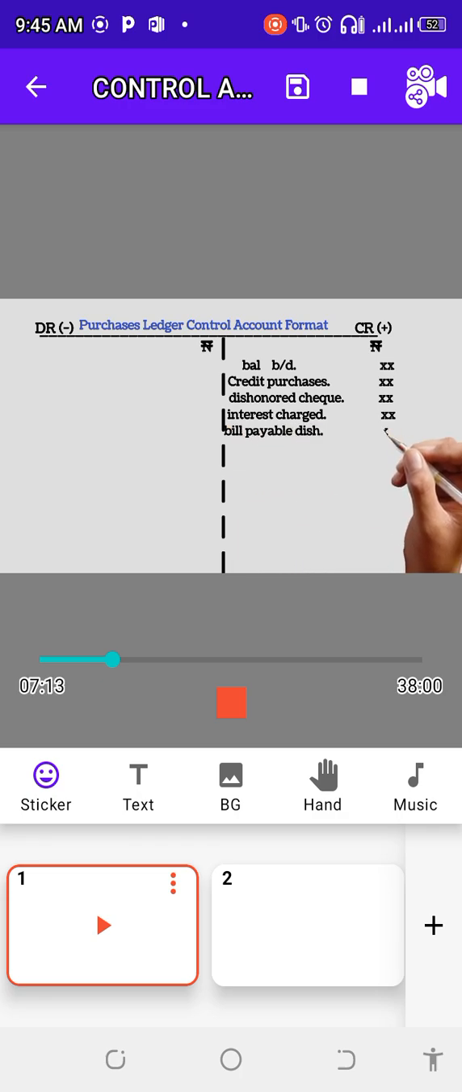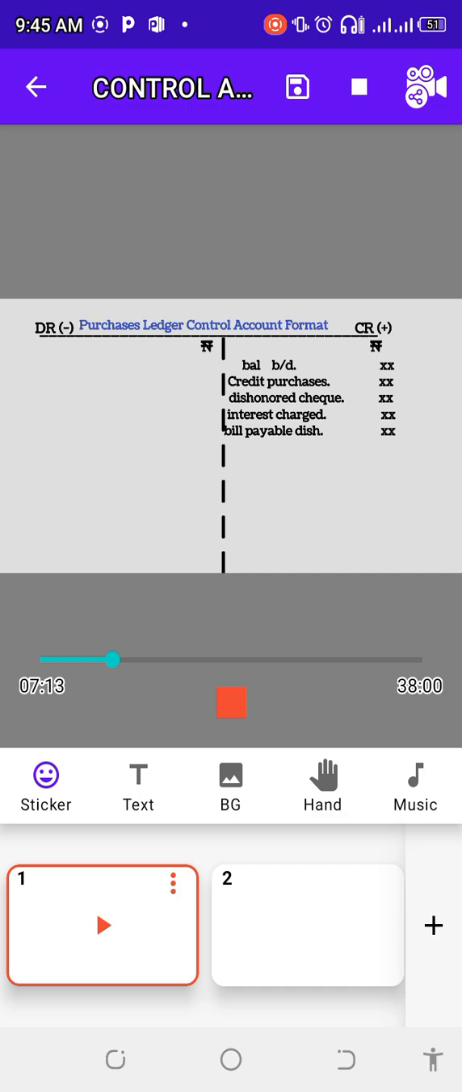Bills payable dishonored also increases this account. Bills that have been accepted and later dishonored will increase this account. So it will be by the credit side.